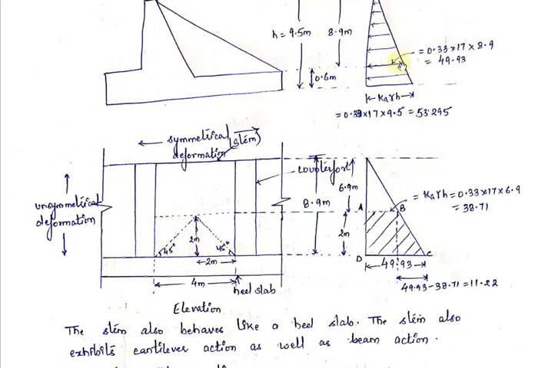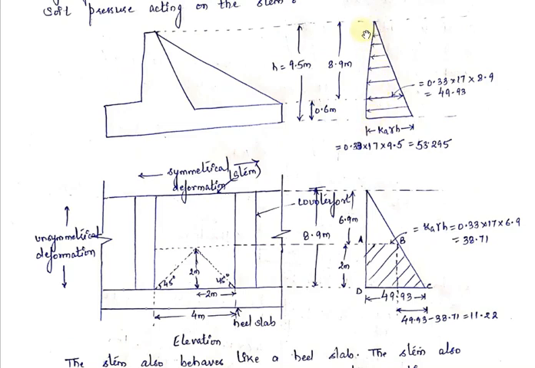So we will draw the pressure distribution which we got in the above diagram. So we copied this diagram here. The value is 0 here, and at the base of this stem the value is 49.93. If you see this diagram, this is the elevation of the retaining wall, looking from this side. Now this is your heel slab. These two are the counterforts, and this is the stem.